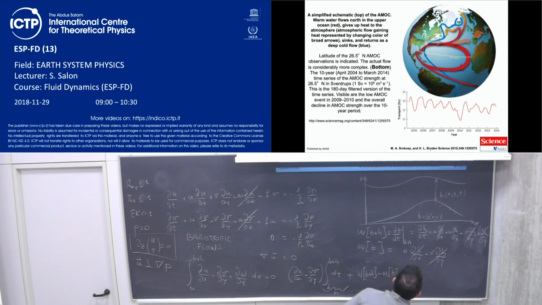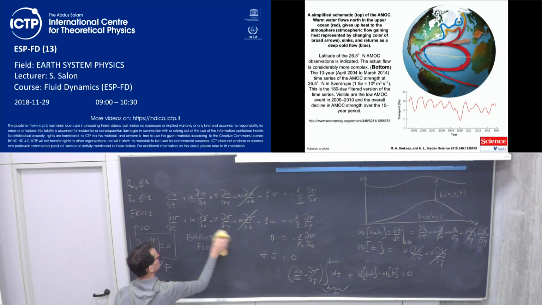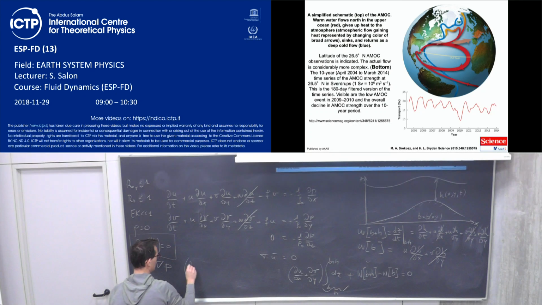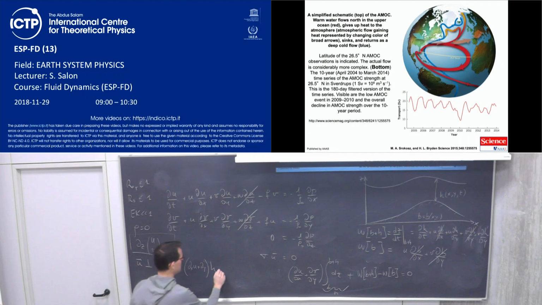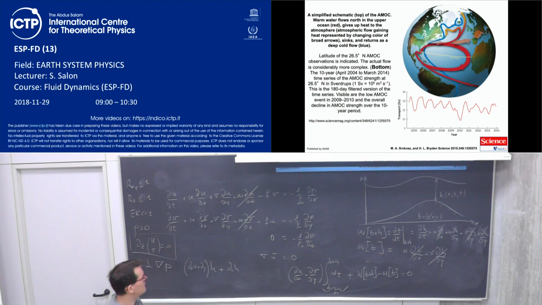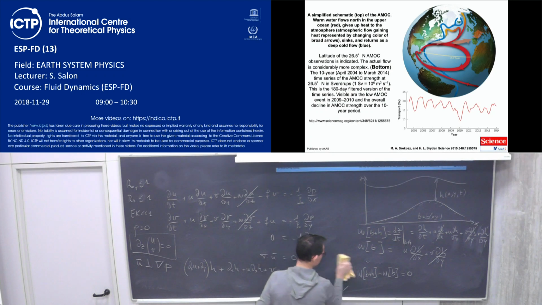So at the end, what we found is this term here: the horizontal divergence multiplied by h, plus the local derivative of h and the two advection terms.